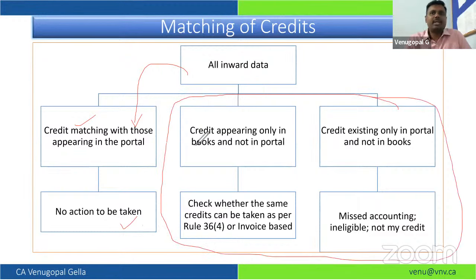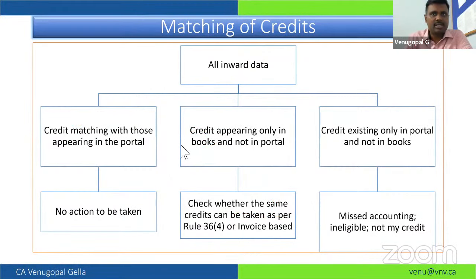It is for when the credit is there only in the books but not in the portal. Till 31st December 2021, you had the 5% facility under Rule 36(4). After that, it is only the invoice-based value present in GSTR-2B. So you need to have a tool which will give you this information. If there are credits which are there only in the portal and not in the books, even that you need to be worried about. Why has it not been accounted? That information you will get using the tool.